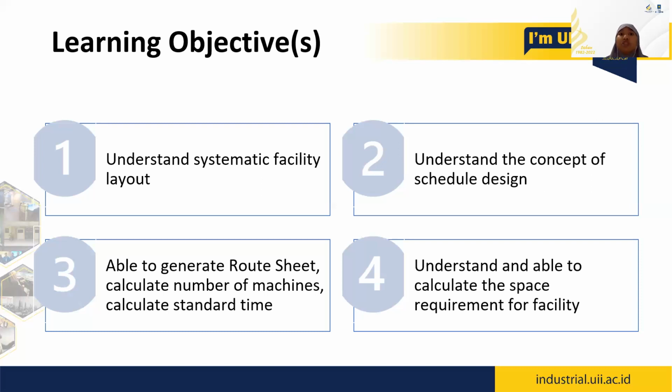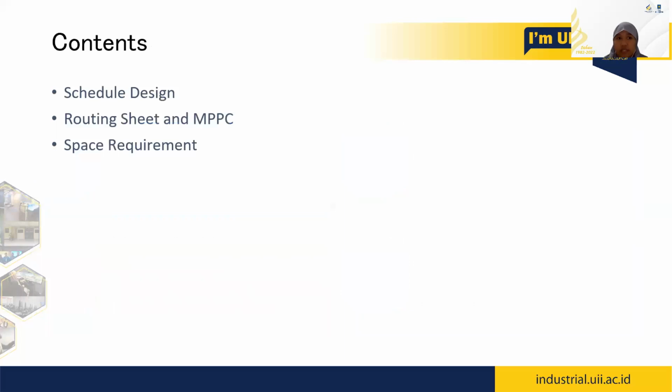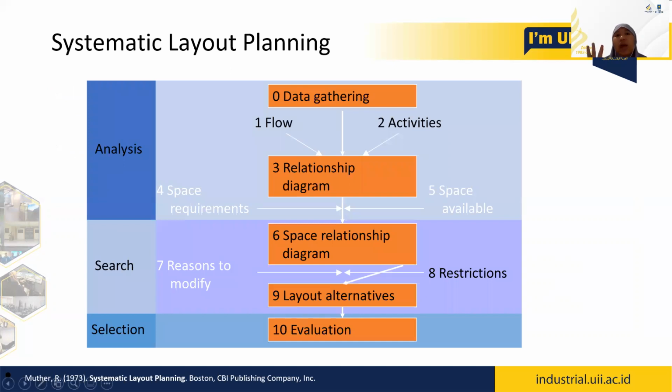So last week, we should be able to find out the type of the machine that is used. And this week, we'll focus on finding out the number of the machine that we should have in the industry. And thus, we can have the rough calculation of the space requirement for our facility. Okay, so these three are the basic contents for today's presentation. Okay, so if we review again, I actually already gave a glimpse regarding the systematic layout planning.